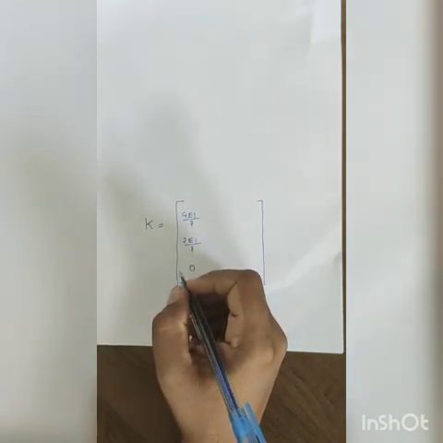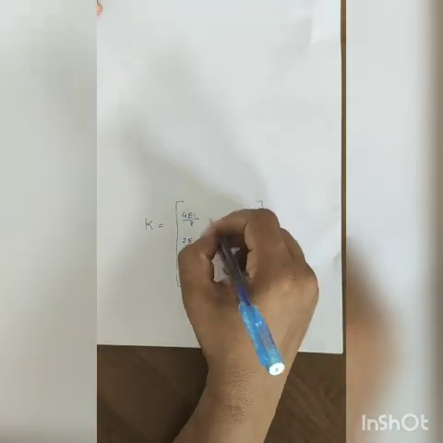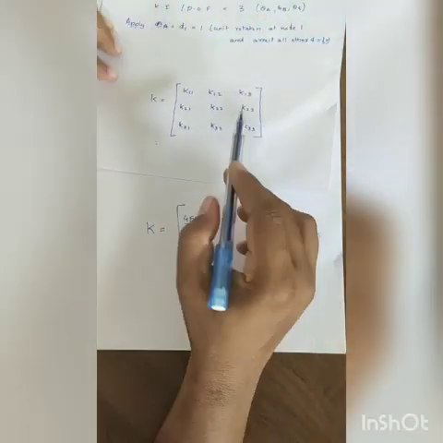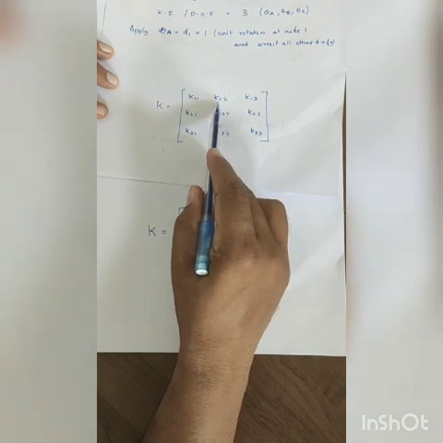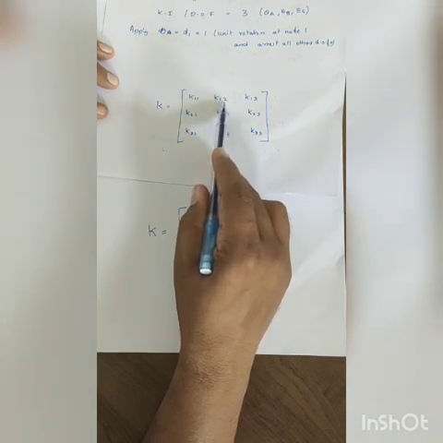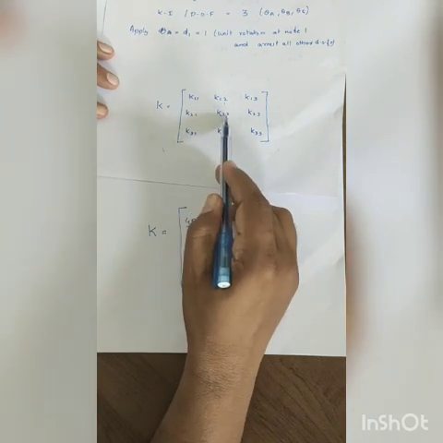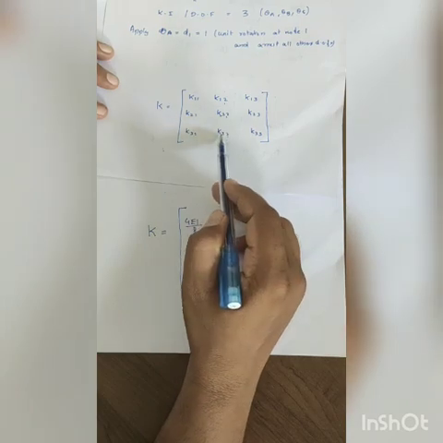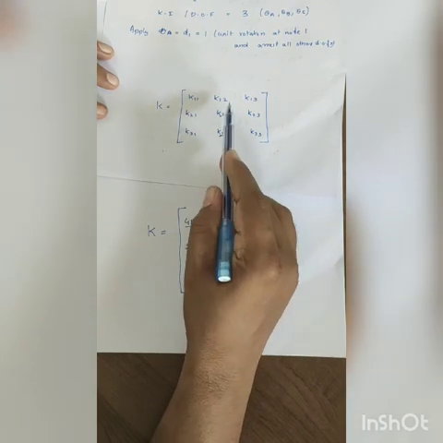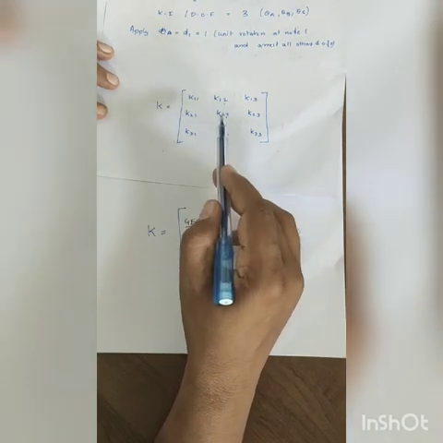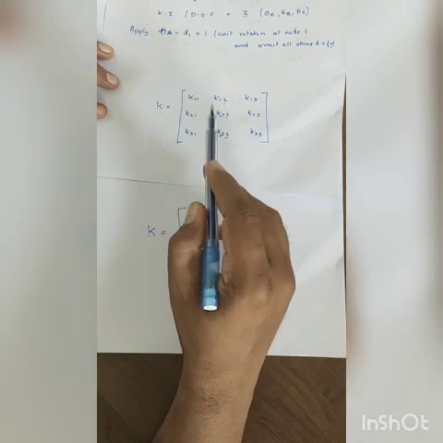Similarly, for the second situation, if you want to fill the second column, you know that the second column is K12, K22 and K32. K12 is the moment induced at the first ordinate due to a unit rotation at the second ordinate. K22 is the moment induced at the second ordinate due to a unit rotation at the second ordinate. K32 is the moment at the third ordinate due to a unit rotation at the second ordinate. So we have to apply a unit rotation at the second ordinate and find out the moment induced at the corresponding first, second and third ordinates.